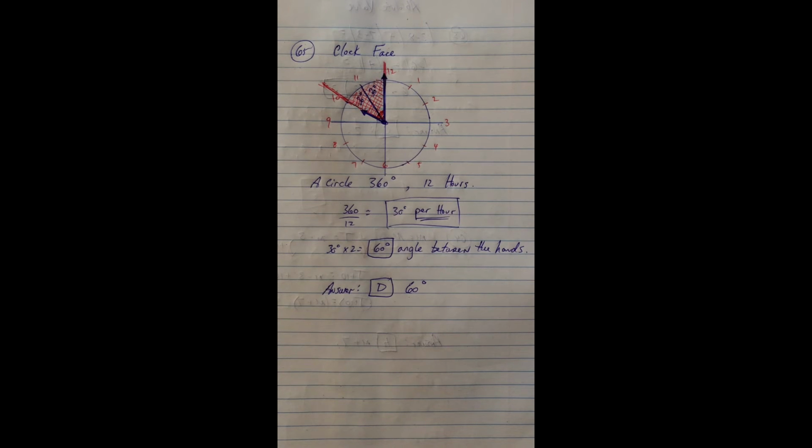Question 65. At 10 o'clock, the big hand is on 12, and the little hand is on the 10th hour. Looking at the clock face, since a circle is 360 degrees, and there are 12 hours on the clock face, 360 divided by 12 equals 30 degrees per hour of time. 30 times 2 equals the 60-degree angle between the hands. Therefore, the correct answer for the smaller angle is D, 60 degrees.